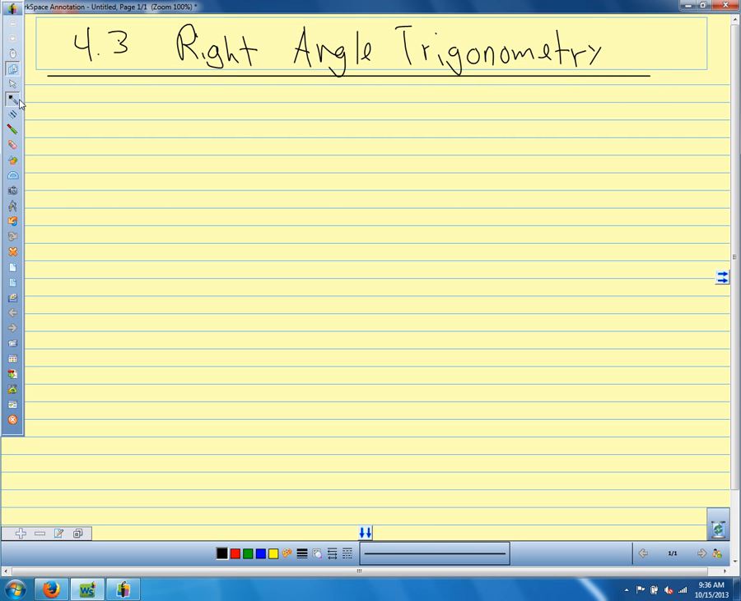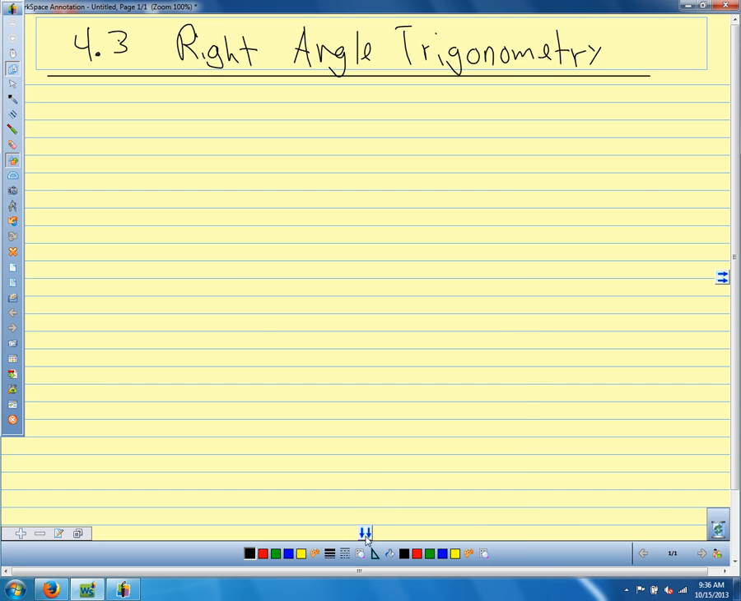All right, so I've had a few students, as we're talking about the unit circle, they say, so we're talking about sines and cosines and all this stuff. What does this have to do with Sohcahtoa? And we're going to make that connection.